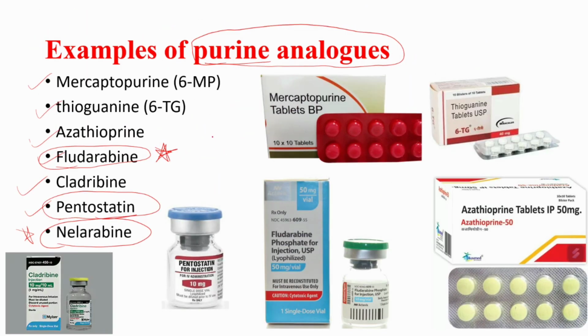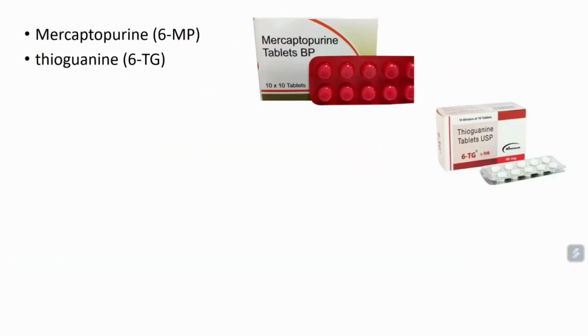So now let's understand the pharmacology of these purine analogs. I think everybody is following me. Purine analogs are the drugs which are very similar to purines. Their chemical structure is similar to purines. Purines are adenine and guanine. Now, mercaptopurine and thioguanine are the first compounds very similar to purines. Now let me tell you the mechanism of these two drugs first.